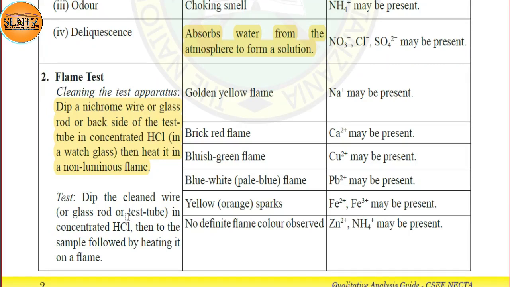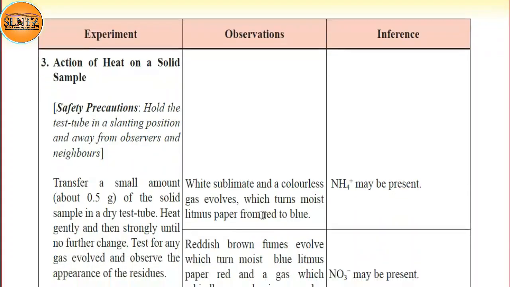So on the back of your test tube, you can dip within concentrated hydrochloric acid containing a solid sample X, which is zinc nitrate, and then you test it on a flame. That is how to write. And then the observation, it means we expect to get this one, and our inference will be this one. No definite color observed. Zinc and ammonia may be present. That is the flame test.